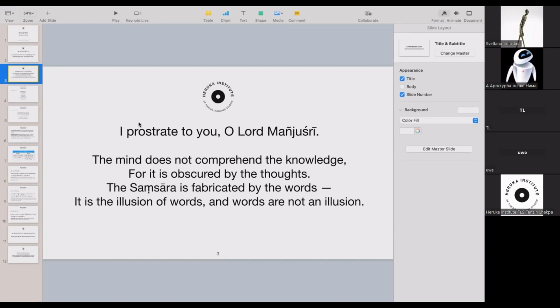Samsara is fabricated by the words. It is the illusion of words, and words are not an illusion. What this final line says is that because the mind is obscured by thoughts, and these thoughts arise due to the illusion of words, one should not understand that the words themselves are an illusion, for the words are what fabricate the entire samsara. So with this verse, let us begin today's class.